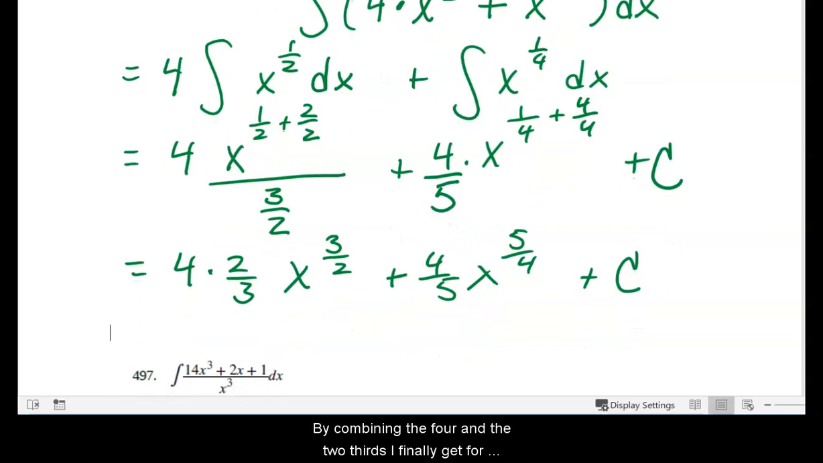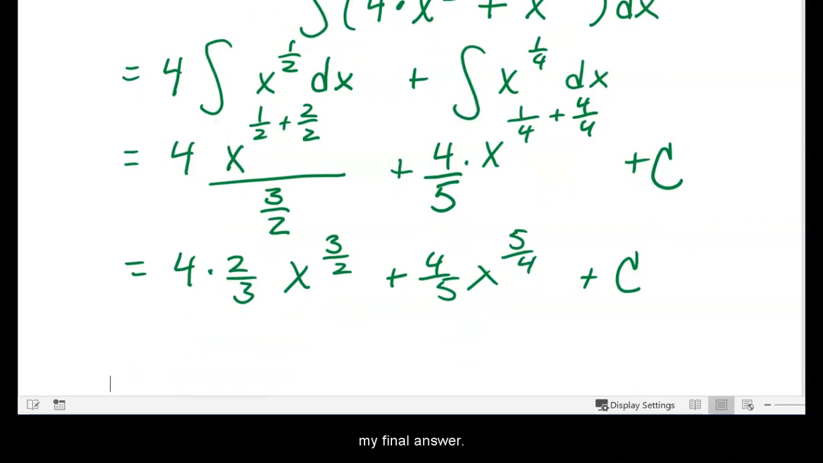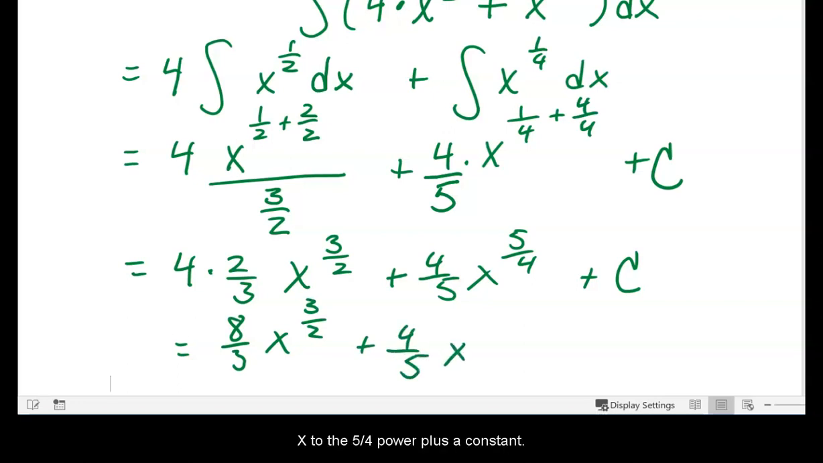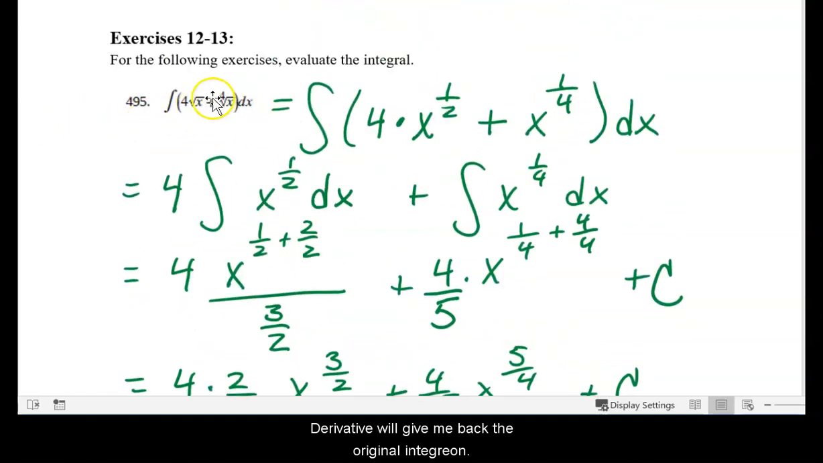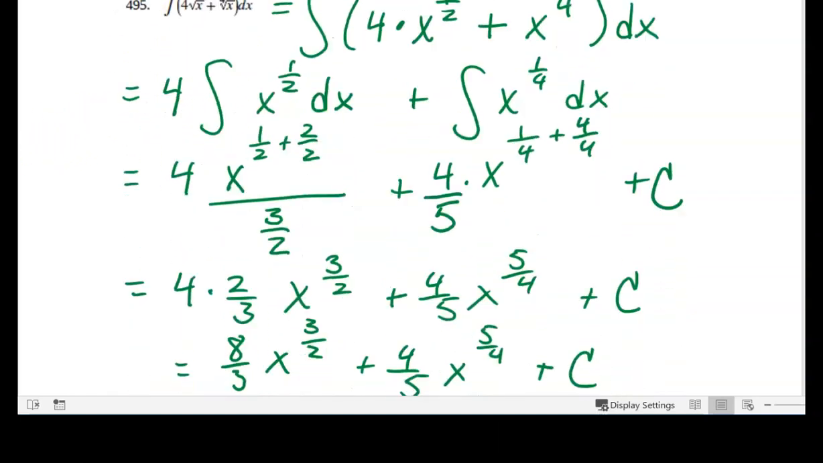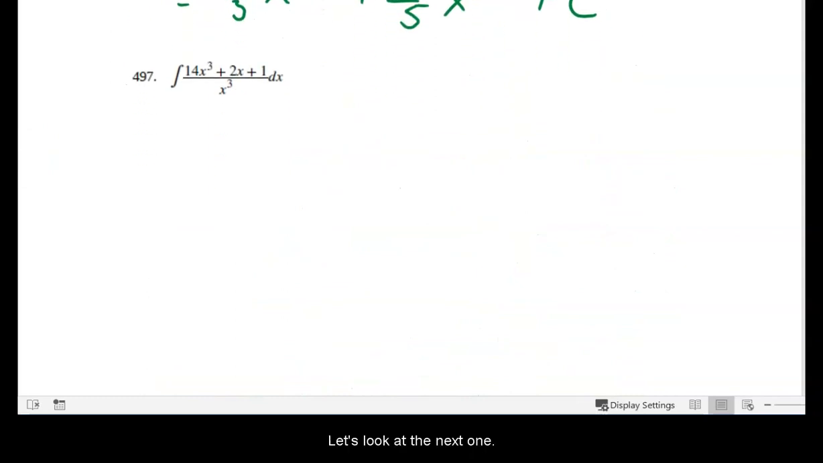By combining the 4 and the 2/3, I finally get, for my final answer, 8/3 x to the 3/2 power plus 4/5 x to the 5/4 power plus a constant. That is the antiderivative function, whose derivative will give me back the original integrand. Let's look at the next one.